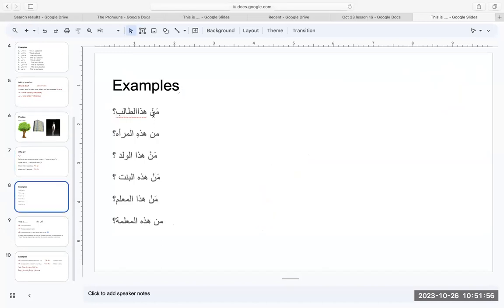And here, for example, من هذا الطالب, who's this student? من هذه المرأة, who's this woman? من هذا الولد, who's this boy? من هذه البنت, who's this girl? من هذا المعلم, who's this teacher? من هذه المعلمة, who's this female teacher?